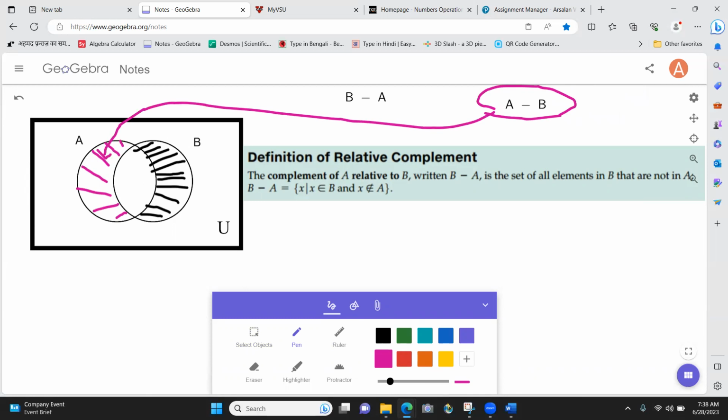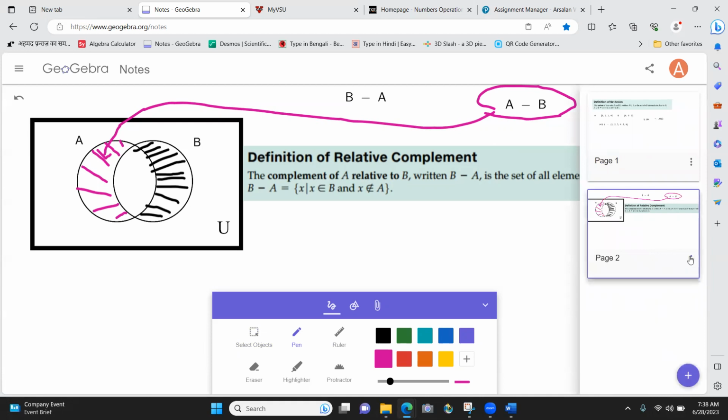With me, guys? Again, it's called relative complement. We can say B minus A, but the proper way of saying it is complement of A with regard to B. We can say A minus B, but the proper way of saying it is complement of B with regard to A. And they're not the same. They're two different sets. All right, wonderful.